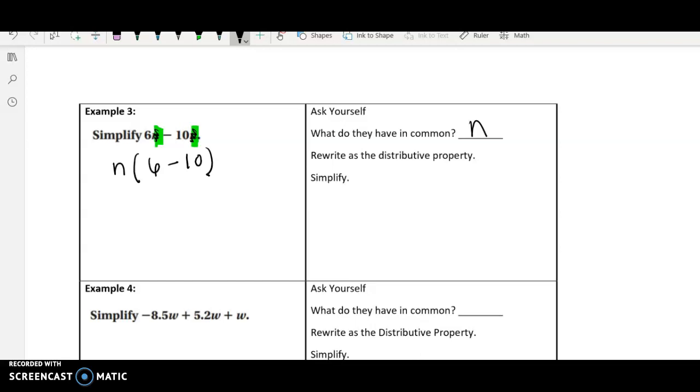So I'm just putting the n on the outside. And then 6 minus 10 is going to give me -4. And then now we attach the n in front of it. And so our new answer, our simplified expression, is just -4n.